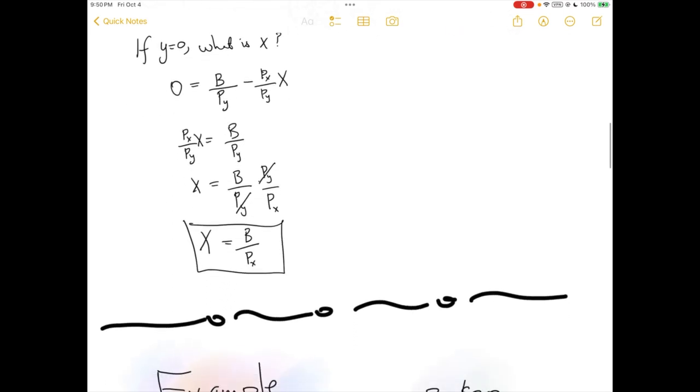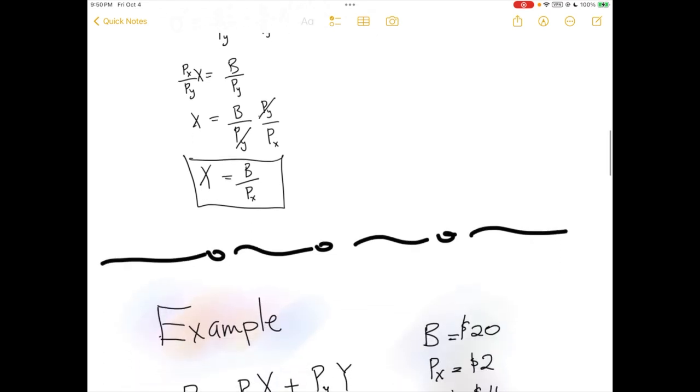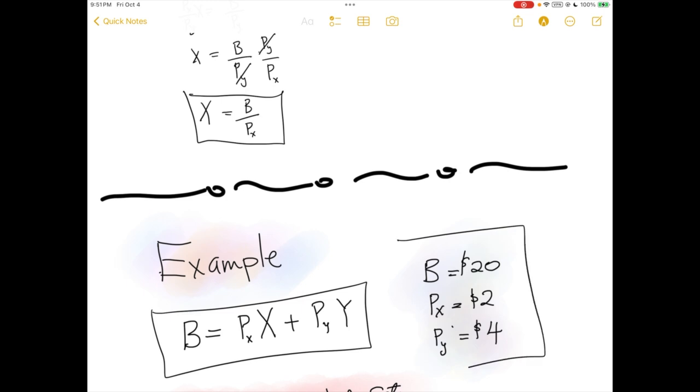All right. So having done all of this, we can go ahead and try an example, right? Here is an example where, again, we have our equation for the budget, b equals px times x plus py times y. Now, I'm going to apply some numbers to B, PX, and PY. Let's say the budget were $20, right? And then let's say the price of good X was only $2 and the price of good Y, $4.